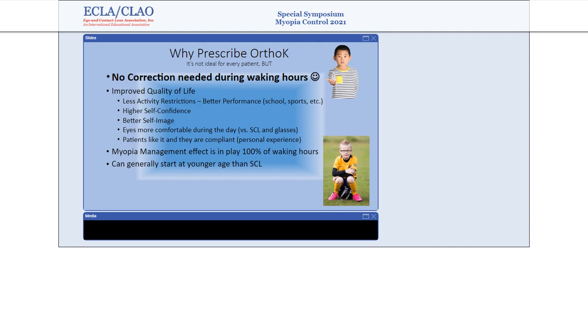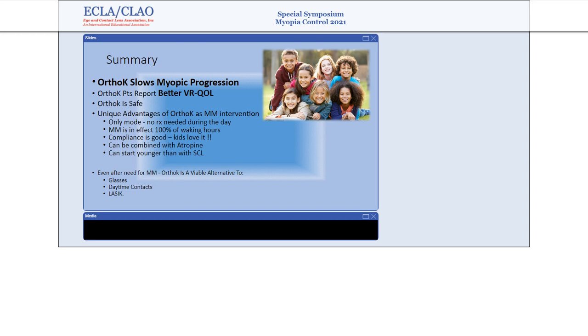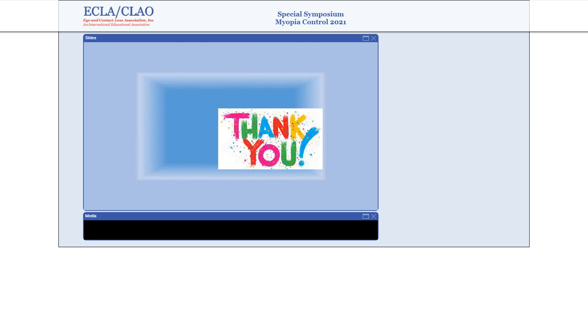So, in summary, OrthoK provides excellent vision, no need for correction during the day. They have an improved overall vision-related quality of life, and the myopia management effect is in play 100% of their waking hours, and you can probably start a little earlier. So, again, I thank you for your attention. OrthoK, I think, plays an important role in myopia management and can be very effective and very satisfying for both you and the patient. Thank you.